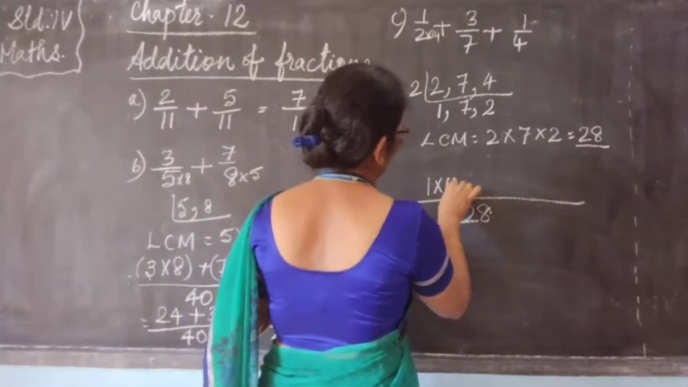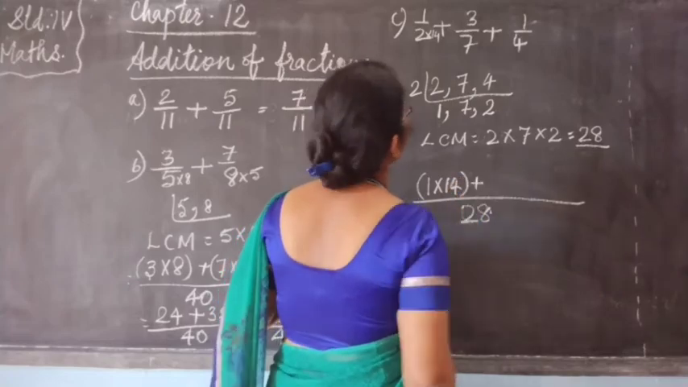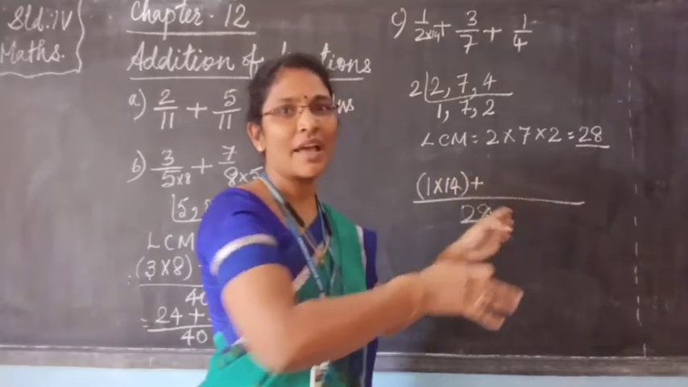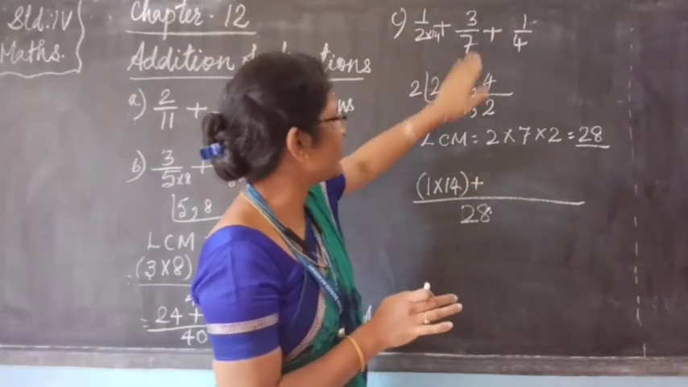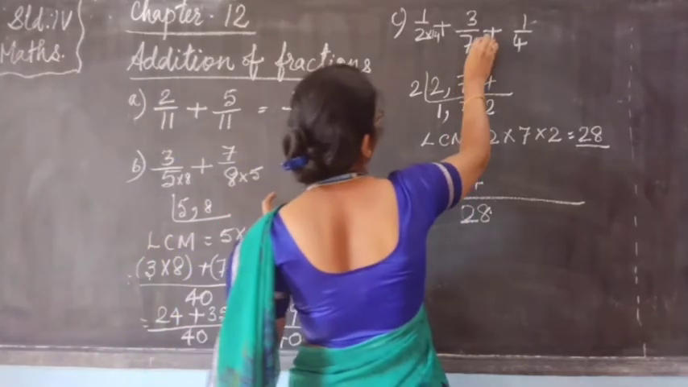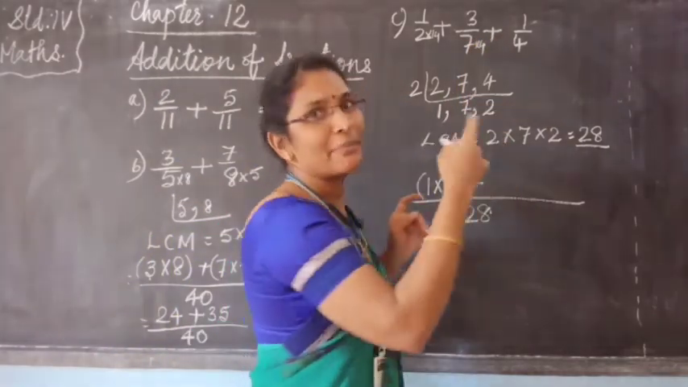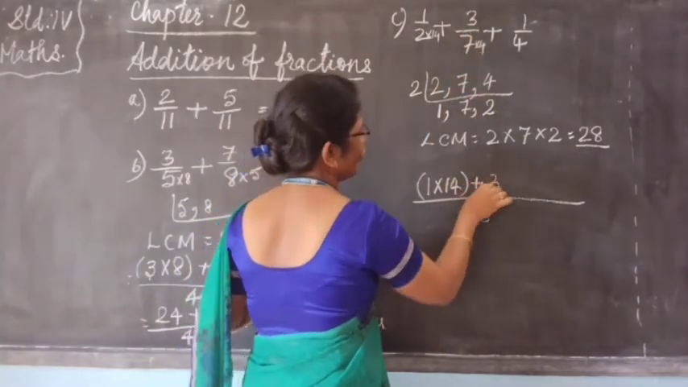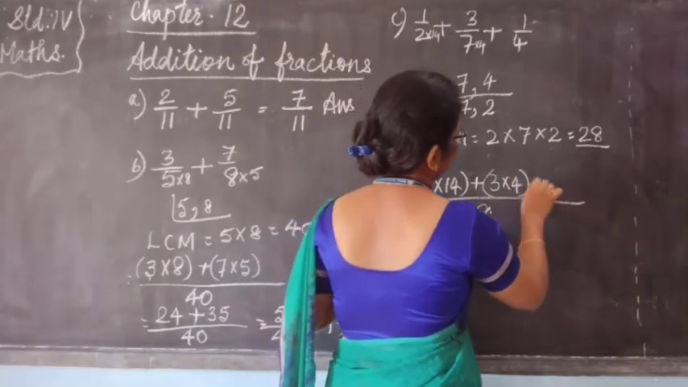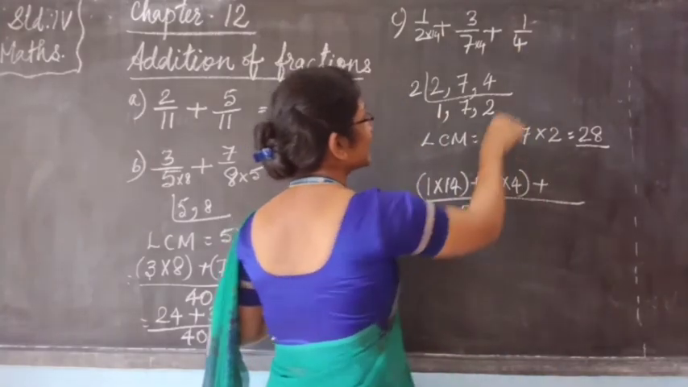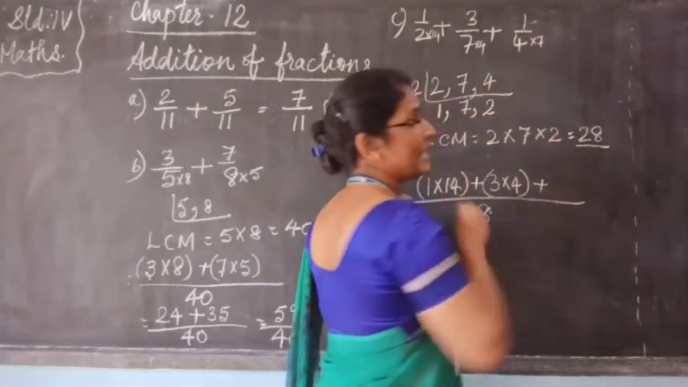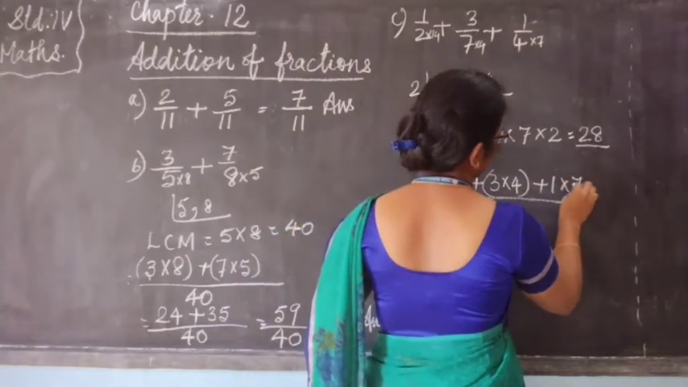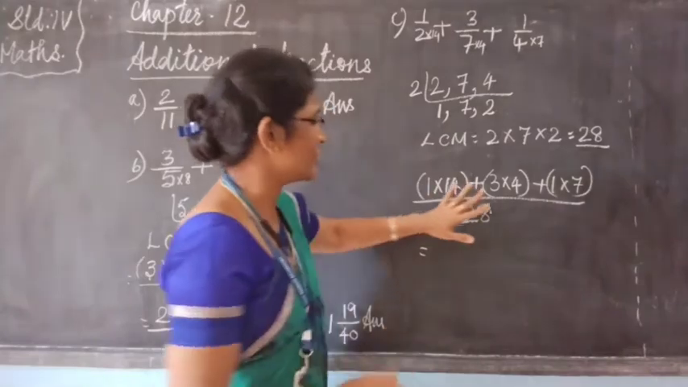1 into 14. Okay. Next, this bracket is not compulsory, but for showing that they are separate numbers, I am putting the bracket. Okay. Now, how many 7s are 28? 7 4s are 28. We can multiply the numerator also with the same 4. 3 into 4. How many 4s are 28? 4 7s are 28. Then multiply the numerator also with the same 7. 1 into 7.